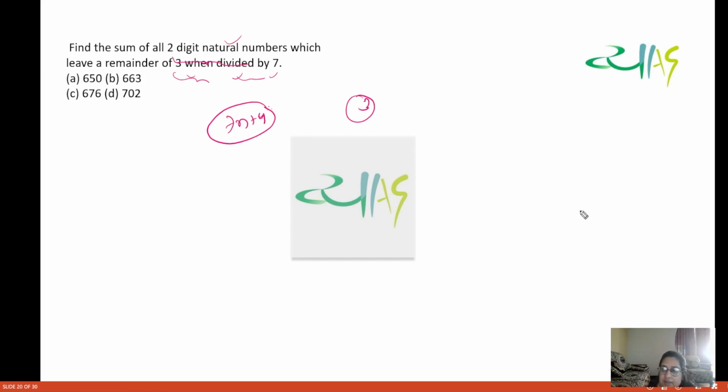No, 7n+3. Look at this question, guys. Find the sum of all two-digit natural numbers which leave the remainder 3 when divided by 7. Okay, when divided by 7, it is leaving the remainder 3. So the number will be basically of 7n+3 format. Now you have to find all the two-digit natural numbers. So basically, you have to put n.